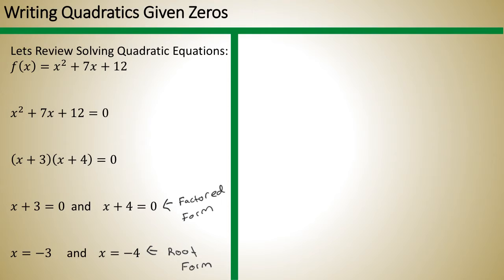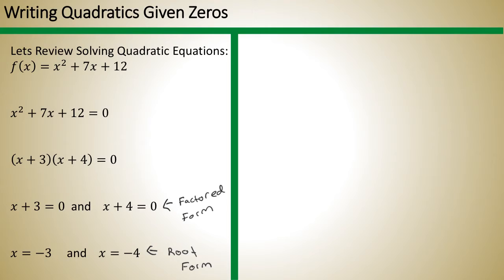Basically, what we're going to be doing today is we're going to start with these roots or these solutions, and we want to create this equation that we should have started with. And we're basically just working backwards.